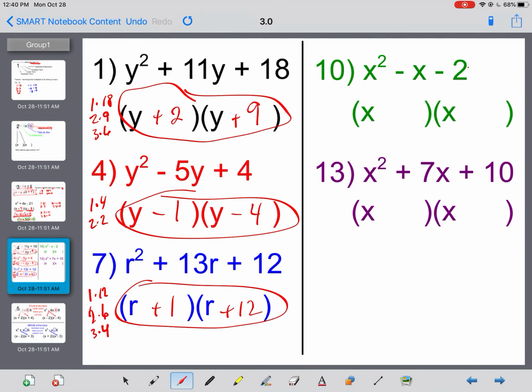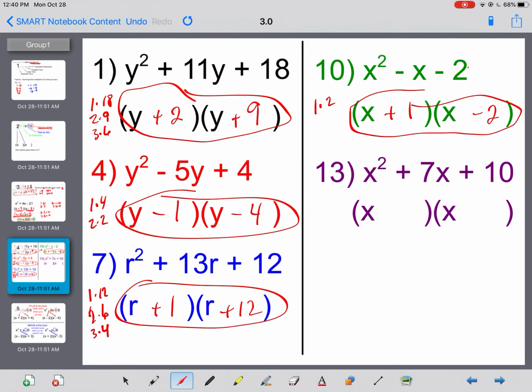Factors of 2 that subtract to negative 1. Well, I've got 1 times 2, and that's it. I'm around the horn because they're right next to each other. So which way do they subtract to negative 1? Well, I want to take 1, I want to subtract 2. 1 minus 2 would be negative 1, so that's my positive.